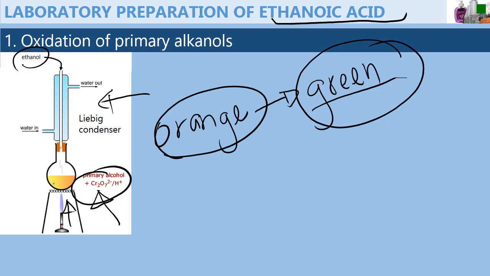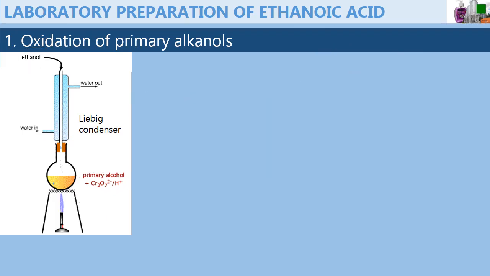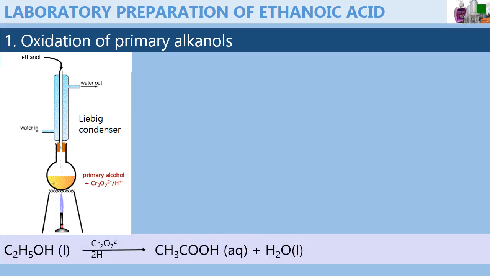Since this mixture is a miscible mixture, there is a need to separate them, and this leads us to the second step, which is the distillation of the mixture. But before that, let us look at the equation for the reaction taking place in the first place. The alcohol, which is ethanol in this case, is oxidized to an alkanoic acid.